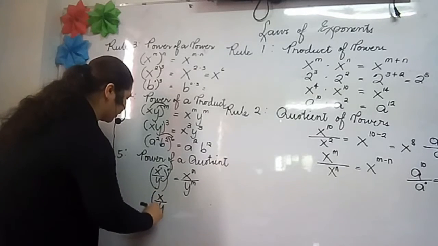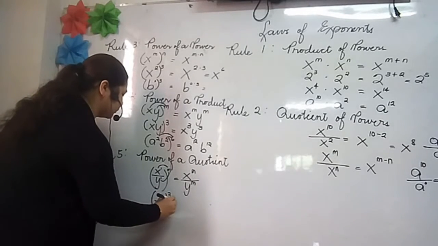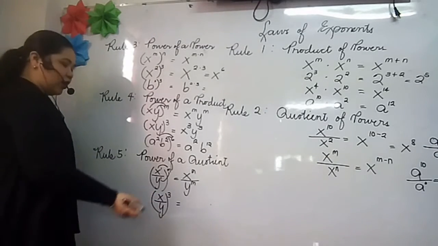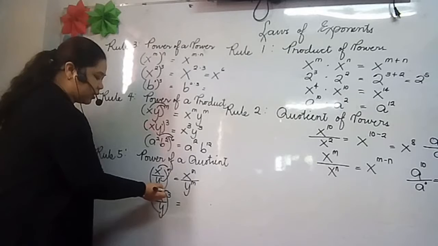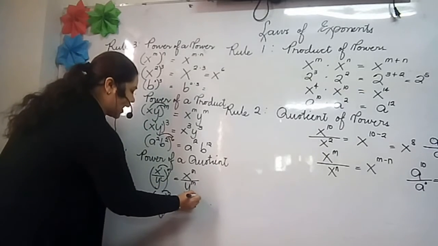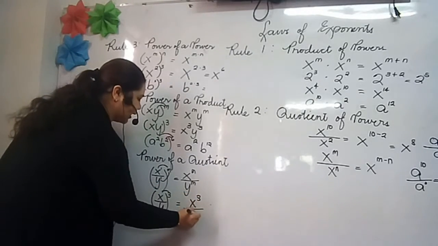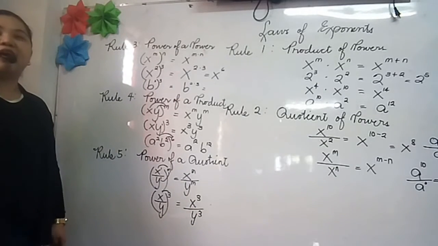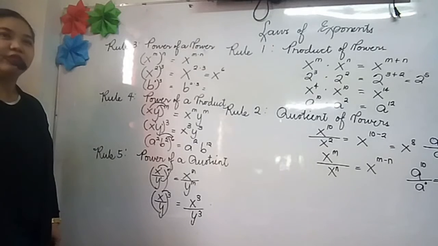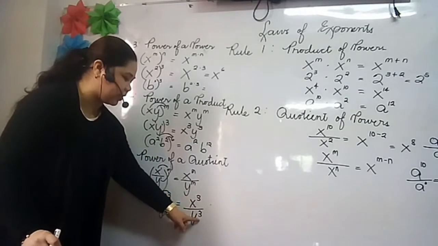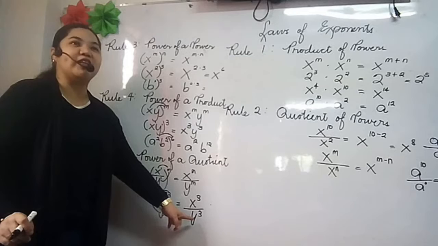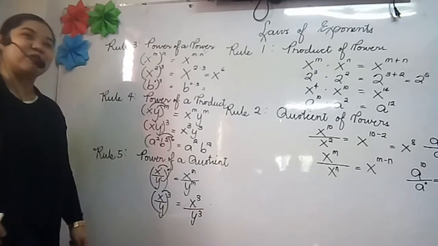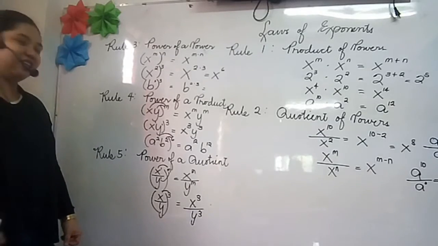X over Y raised to the third power. Oh, let's distribute. It will be X cubed divided by Y cubed. Nakuha ba? Any questions? Pwede nyo ba i-cancel kasi pareho yung dalawang 1? Hindi pwede kasi magkaiba sila ng numero. Nakuha? O, isa pa.